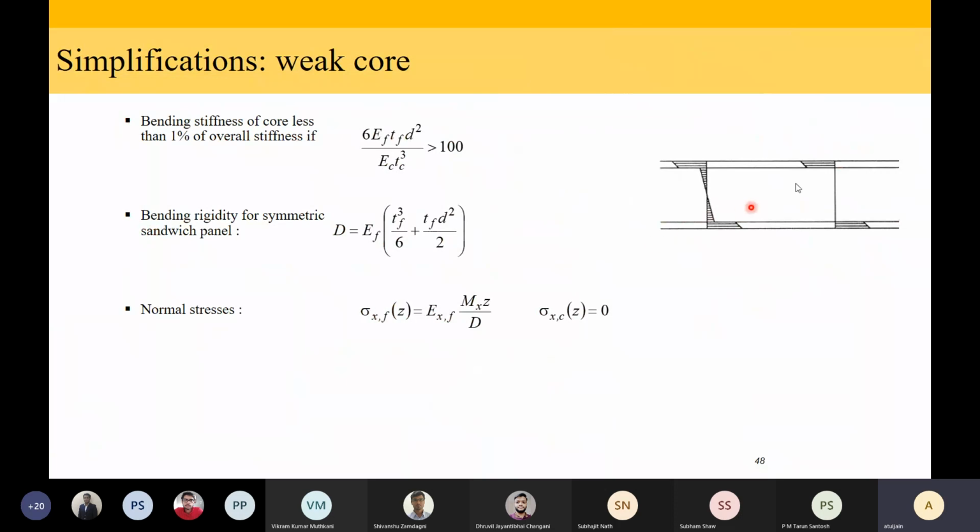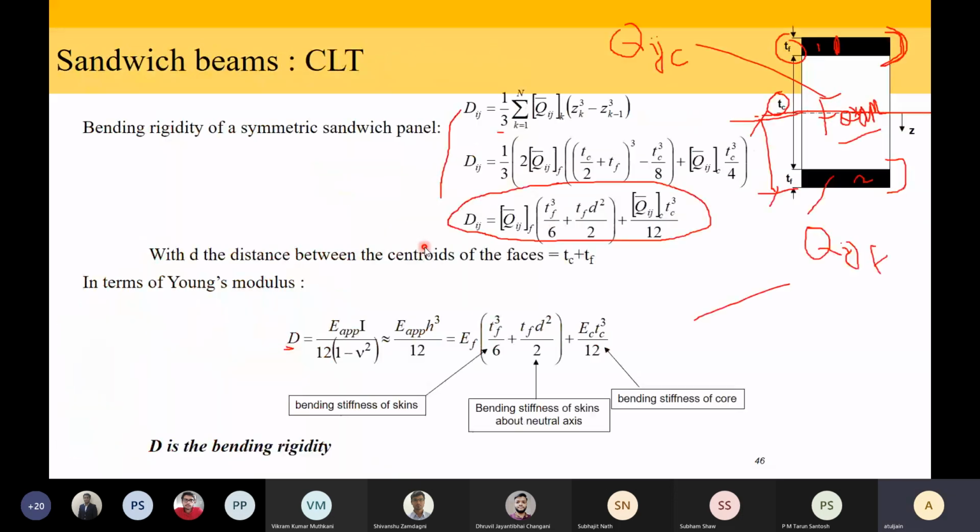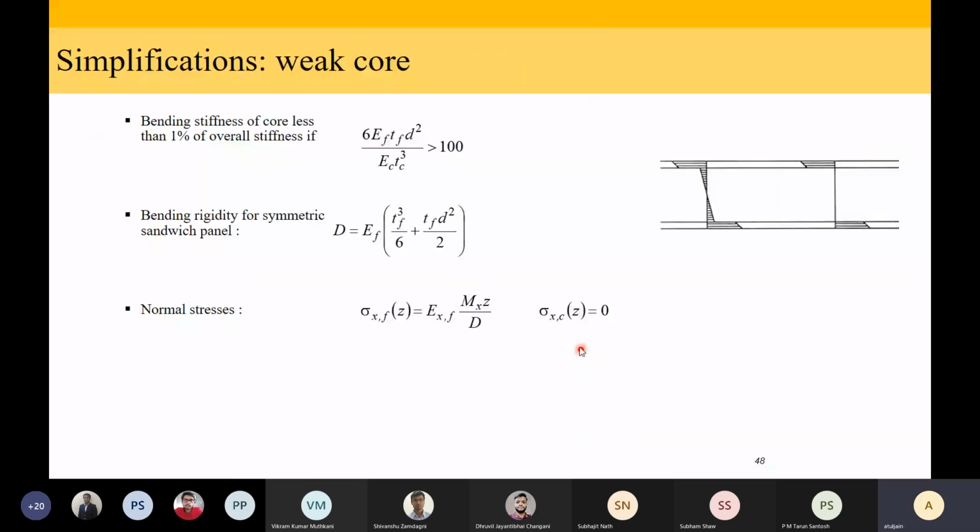When my core is weak, this is the stress distribution that I can expect when it is subjected to bending load only. The top layers are going to get stress. The middle core is not going to get any stress. In that case, we can calculate the bending rigidity D as Ef Tf cubed by 6 plus Tf d squared by 2. Basically, we are neglecting this term because my core is weak. And you can also calculate the normal stresses, which have been plotted here. If you make no assumptions, this is the predicted stress distribution in a sandwich material. If you make this assumption of weak core, this is the stress distribution that you can expect.